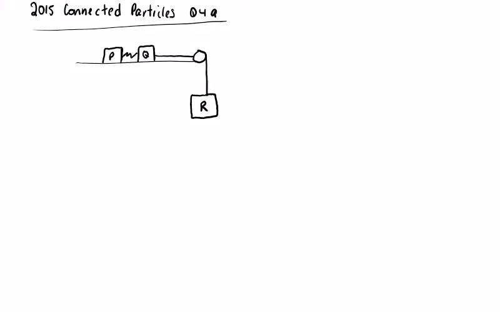2015 connected particles question. We were given this diagram and told two particles P and Q, of mass 4 kilos and 7 kilos, are lying 0.5 meters apart. So this distance here is 0.5. And they're connected by a string 3.5 meters long. So just write that up here, 3.5 meters for this string that's not taut.